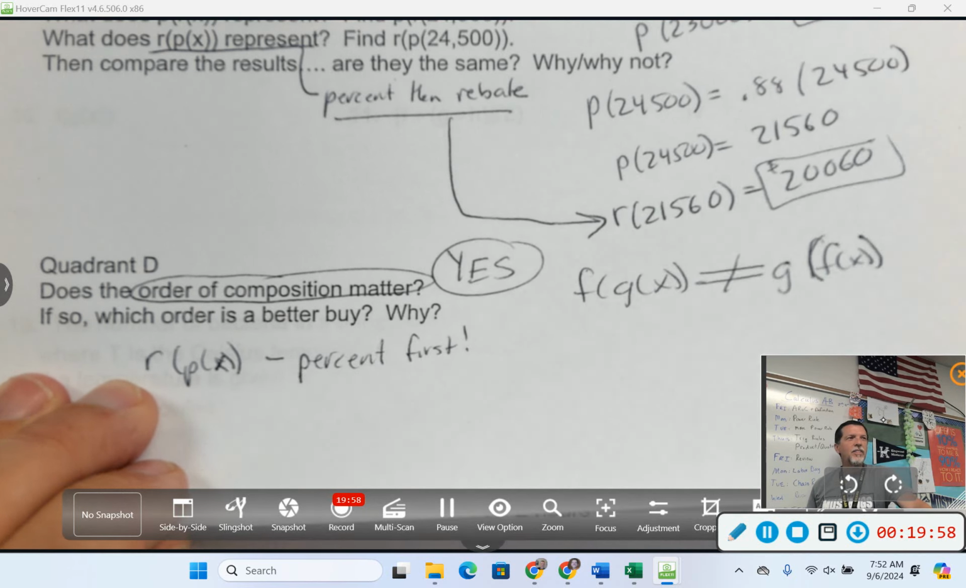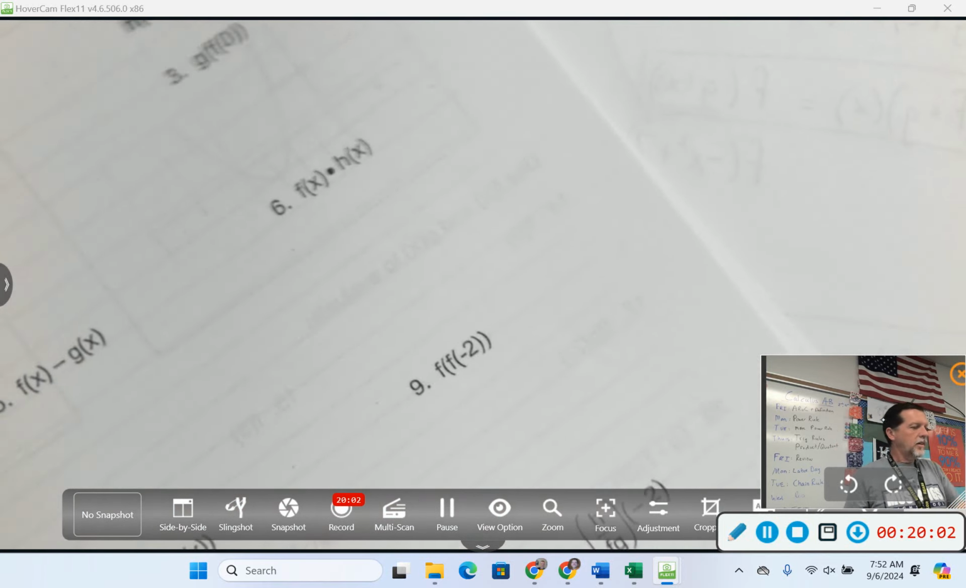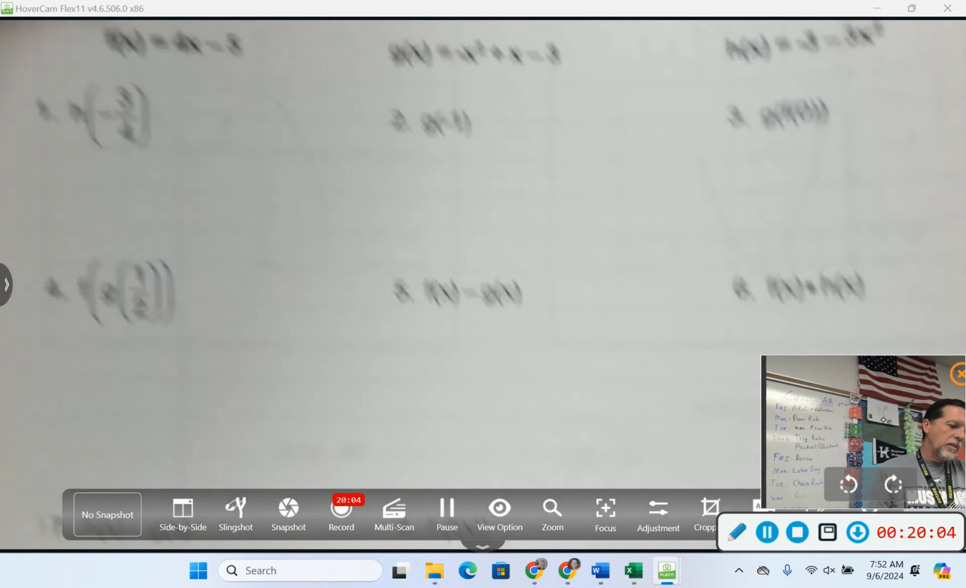And that's a dangerous way to go shopping, right? Hey, the more I spend, the more I save. Well, yes, but you're still spending more.